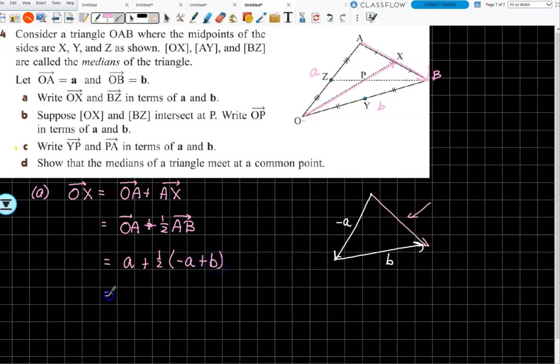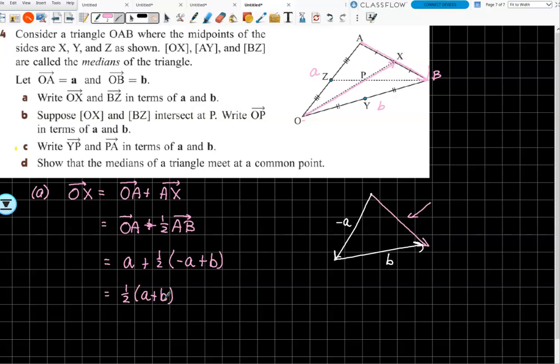Okay, and I could then just tidy that up. So a whole A take a half A is a half A, so it's a half A plus B. That's what you got? Yes. You remember this, do you? Are you doing it again? Because I think we'll have to use it.